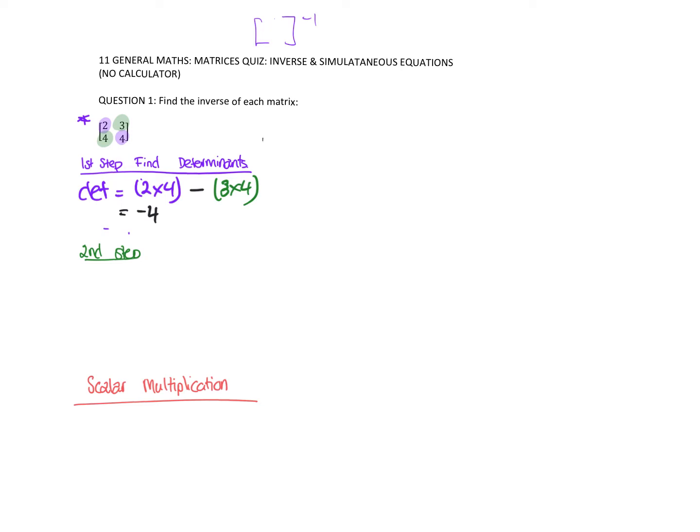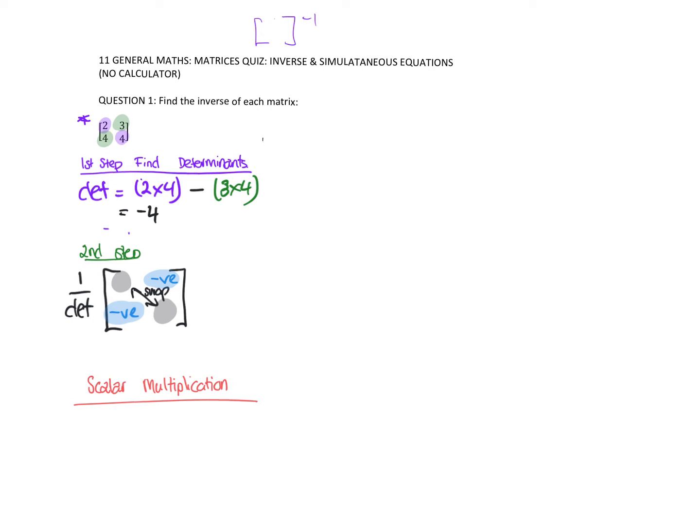Now the second step is we write 1 over the determinant, which we just found, and the number in that spot and the number in that spot are going to get swapped. So that's what the rule is. And then the numbers in these spots, those two spots, become negative. Okay, so that's what we need to do.